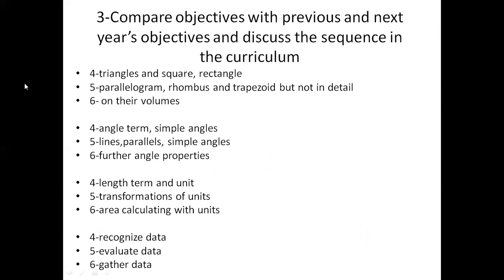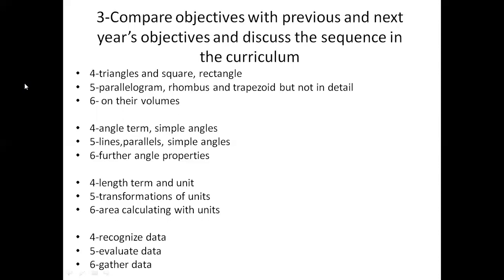Third part, comparing with the previous or next year's. The objectives are sequenced according to Van Hiele's geometric level of thinking. Basic properties of shapes are taught according to the levels. How? Fourth grade triangles and squares. Then in fifth grade we pass to parallelogram, rhombus, but not in detail. And in sixth grade they learn it in detail and also their volumes. They learn how to calculate it.